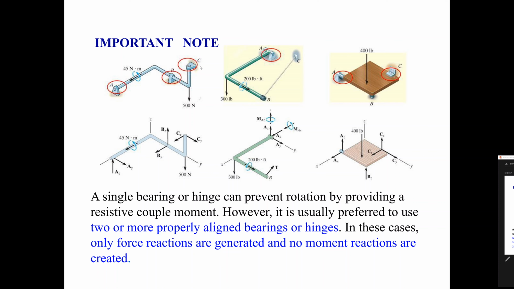Here's some other ones. Here's some single bearings and multiple bearings in this case. But a single bearing can prevent rotation, providing a resistive couple moment. One of the things we'll look at some more is that if you have aligned bearings or hinges, like journal bearings or hinges, you can actually remove the reactive moments. If they're perfectly aligned, one essentially reacts against the other. So together, they remove any kind of reactive moment. So you can handle it like that. In that case, only force reactions are generated. We may look at a problem like that.